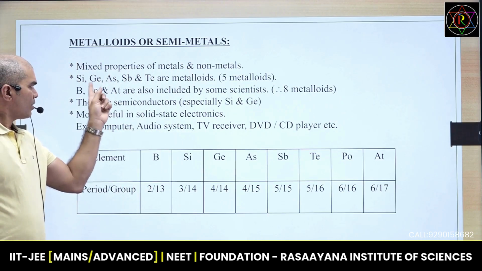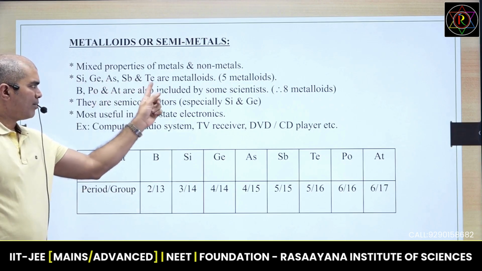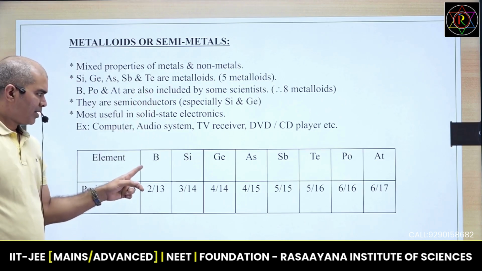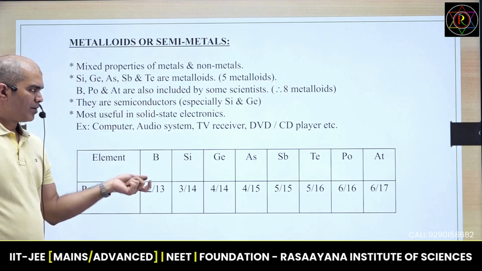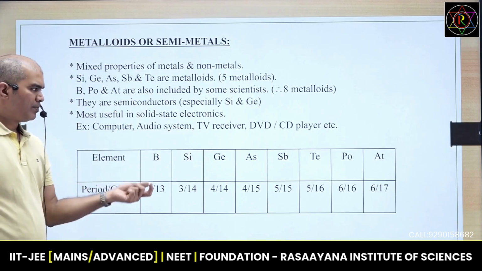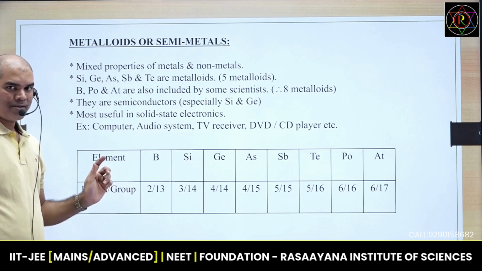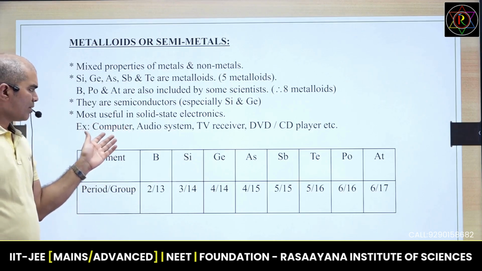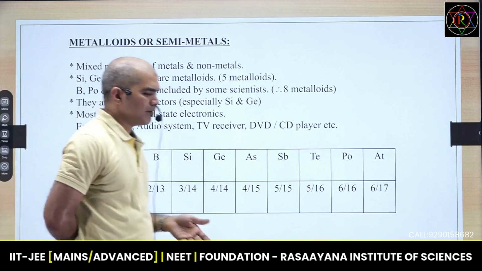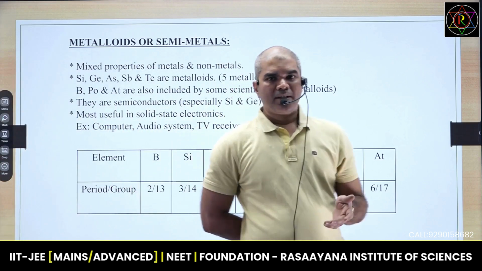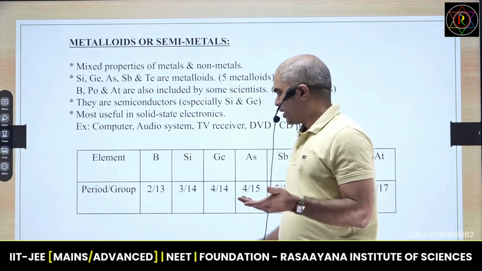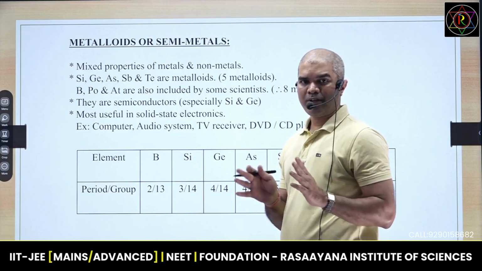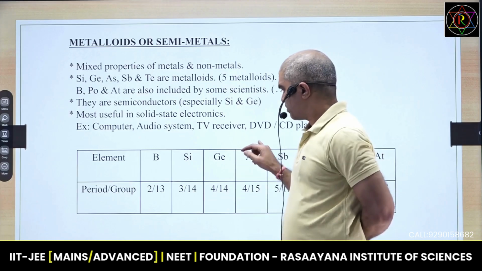In the beginning, silicon, germanium, arsenic, antimony, and tellurium, these were only the 5 metalloids. Boron was also not there. But now even boron is included. Polonium and astatine are also included into metalloids. These metalloids, you can use them in computers, audio systems, TV receivers. Right? Silicon you might have seen at many places, silicon and germanium. In electronics, very commonly we will be using silicon.